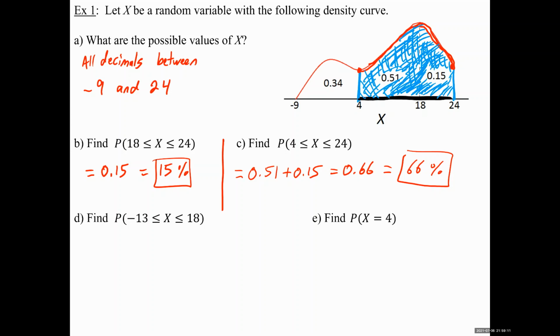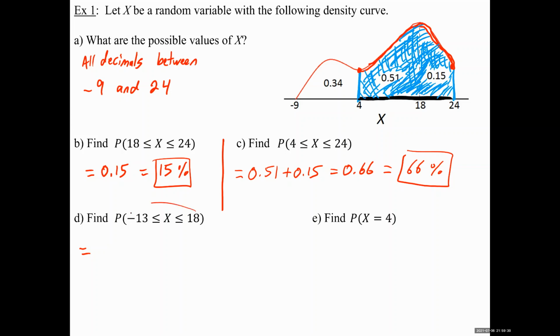Okay, let's go to part D. It's another one like these. Again, we have a continuous random variable. You're thinking bag of numbers, and we're going to draw one number out of the bag. Every time I say random variable, that's what you think: bag of numbers, we draw one out. And I want to know the probability I get a number between -13 and 18.